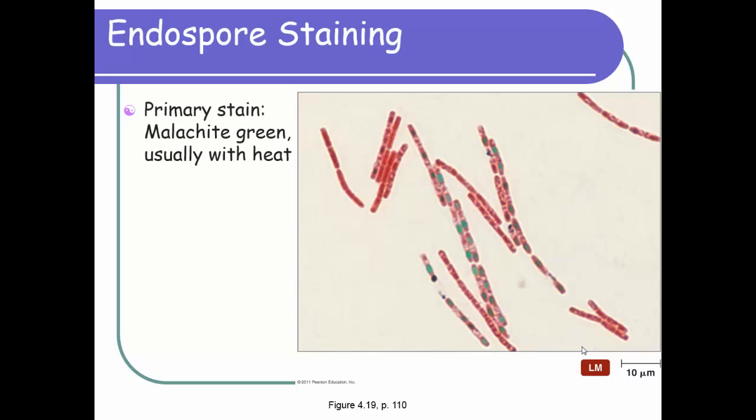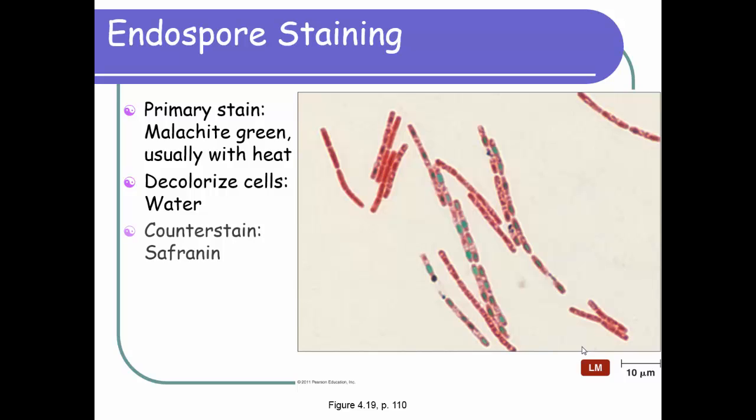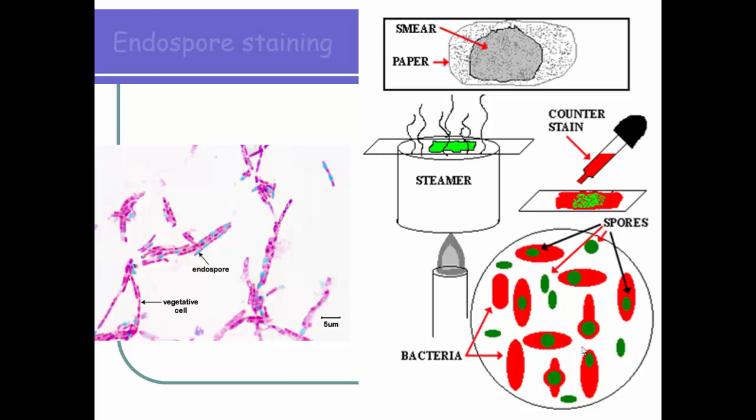Endospore staining. The primary stain of endospore staining is malachite green, and usually we apply the malachite green using a heat method. Endospores actually are a non-reproductive form of bacteria that can survive harsh conditions. The malachite green will decolorize out of the cells, but not the spore, using deionized water, and then we counterstain using safranin. Therefore, you wind up with a greenish to clear endospore and a pink safranin stained cell.